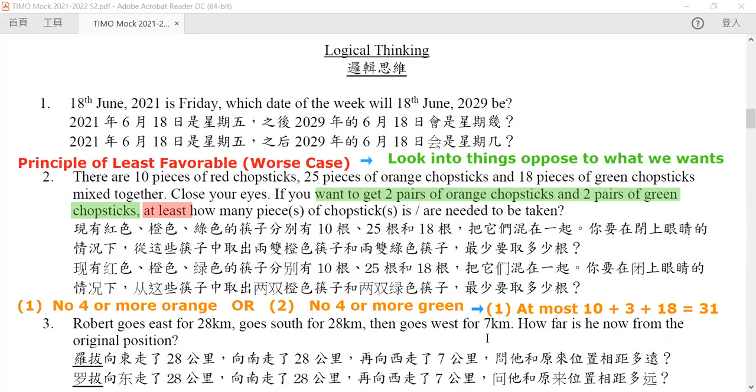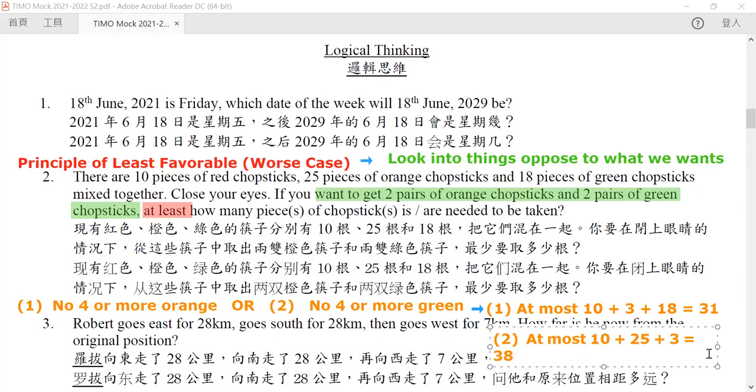Now for our second condition, no 4 or more green, it means that there must be at most. Again, for our red chopstick, you can take any of them. For our orange chopstick, you can take any of them. But for our green chopstick, you can take at most 3 of them. So they both combine to 38. Because any one of these failing makes the whole thing fail, this must hold true for any one of them. So it must be either at most 31 or at most 38.